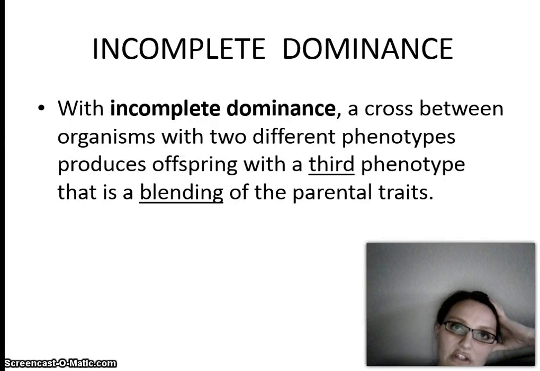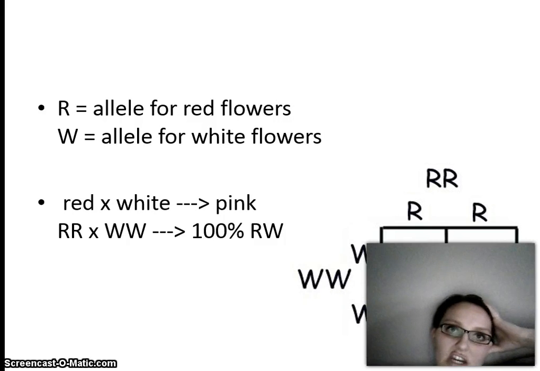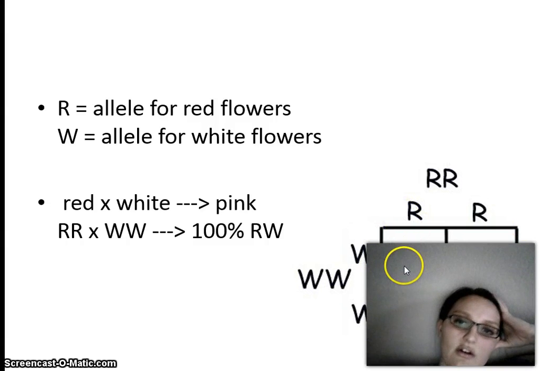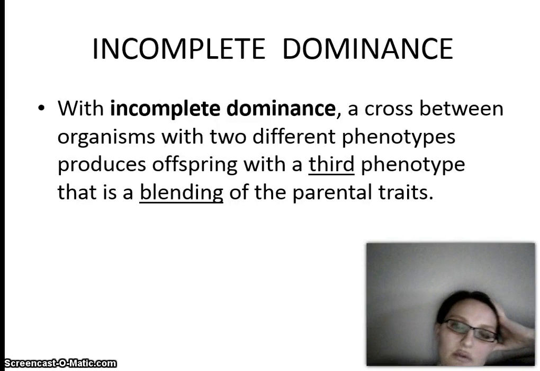Okay, so incomplete dominance, you need to write this down, is a cross between organisms with two different phenotypes. Okay, so let's go back for just a second. The genotype is just the letter representation, and the phenotype is the physical representation. So genotype for these offspring for the F1 would be RW, but the phenotype would be pink, okay? So with incomplete dominance, a cross between organisms with two different phenotypes, which means physical characteristics, produces an offspring with a third phenotype that is a blending of the parental traits.